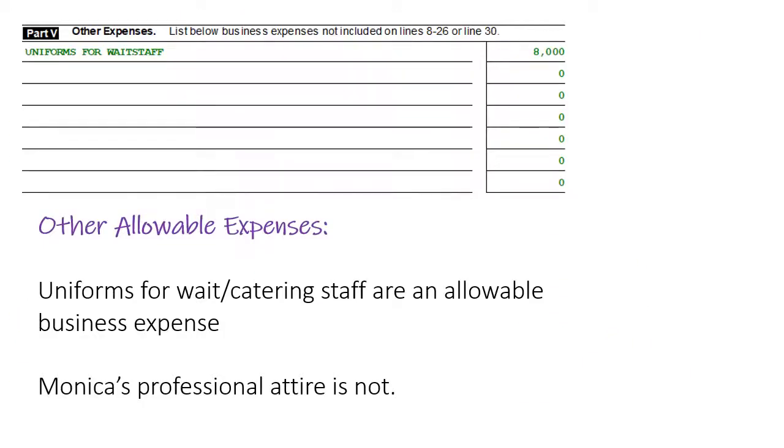For Monica's business, these $8,000 comprise the uniforms for the wait staff. Under the tax code, uniforms for the wait and catering staff are an allowable business expense. However, Monica's professional attire was not. We also covered this topic when we talked about business deductions in Chapter 6.